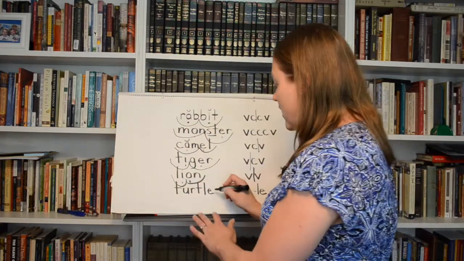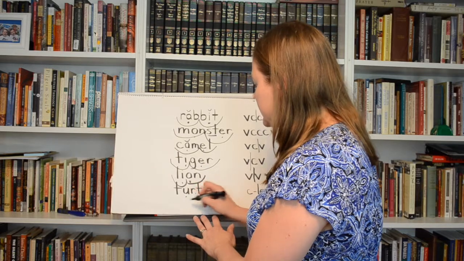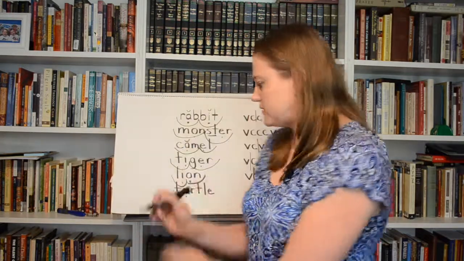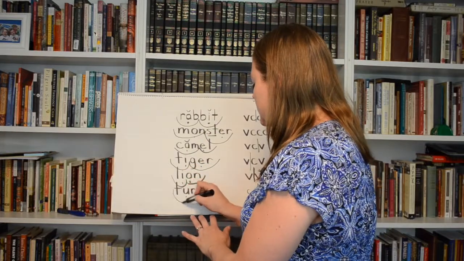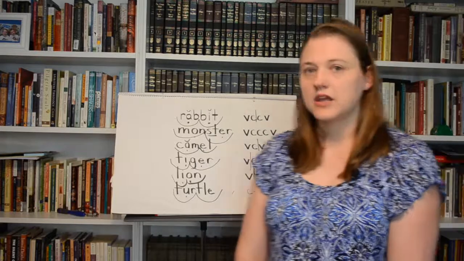Our final type of syllable division is called consonant LE. I teach my students when they have consonant LE, count back 3. So they've got 1, 2, 3, and they'll divide it right there. We can dot this vowel. We don't have to dot that one because he doesn't make a sound. And then they would swoop. Turtle.